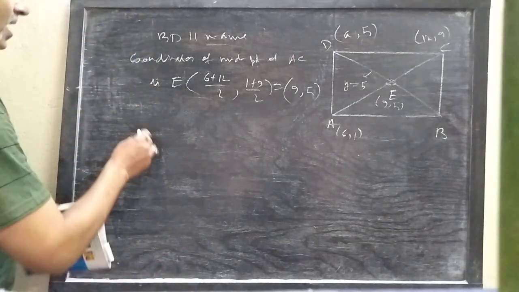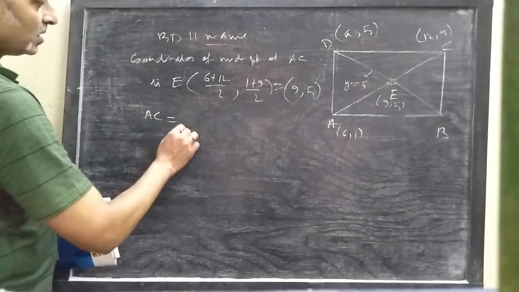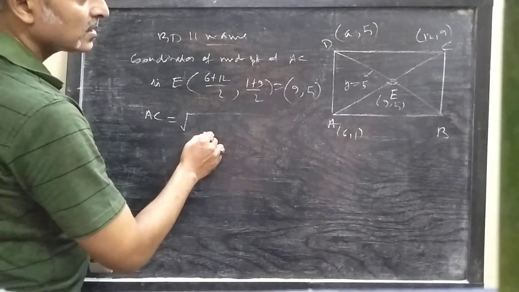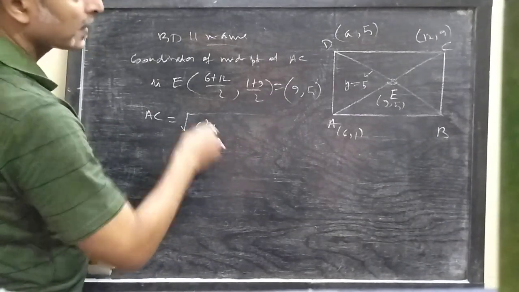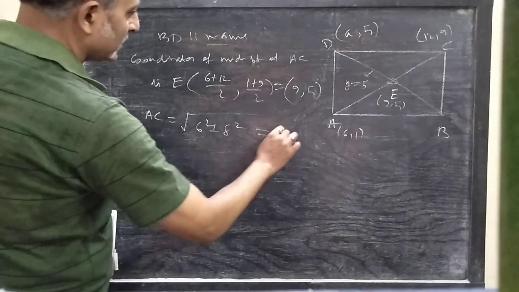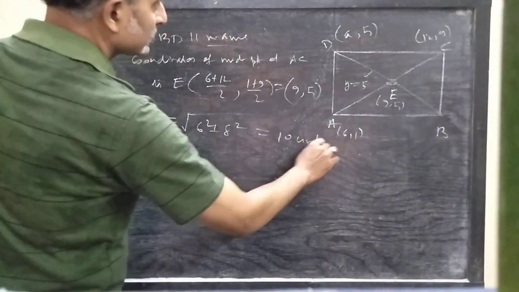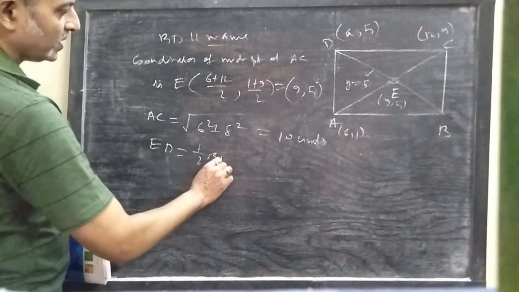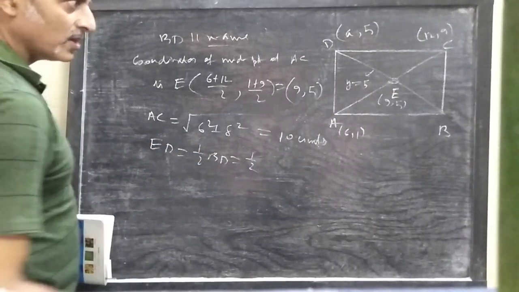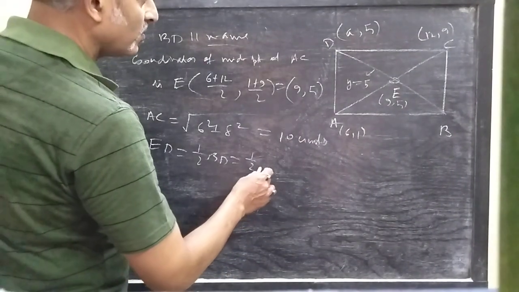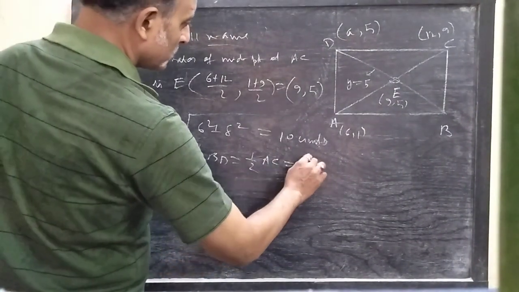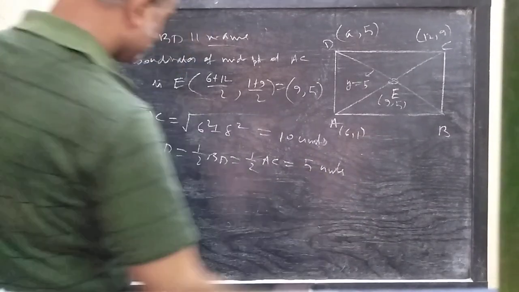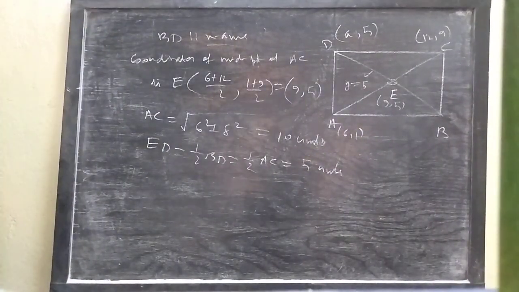let us find the length of diagonal AC. The length of diagonal AC will be the square root of (12 minus 6) squared plus (9 minus 1) squared, that is 6 squared plus 8 squared, that is 10 units. Now, ED is actually half of BD. The lengths of the diagonals of a rectangle are equal, so half of BD will be half of AC. So 5 units. So you get the length of ED as 5 units.